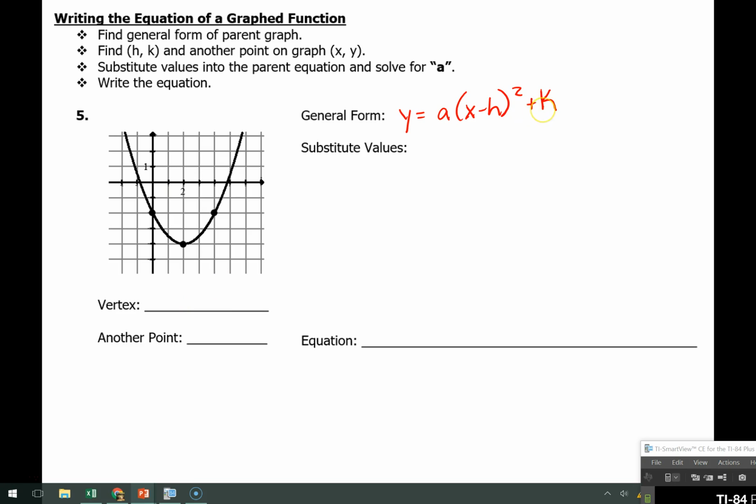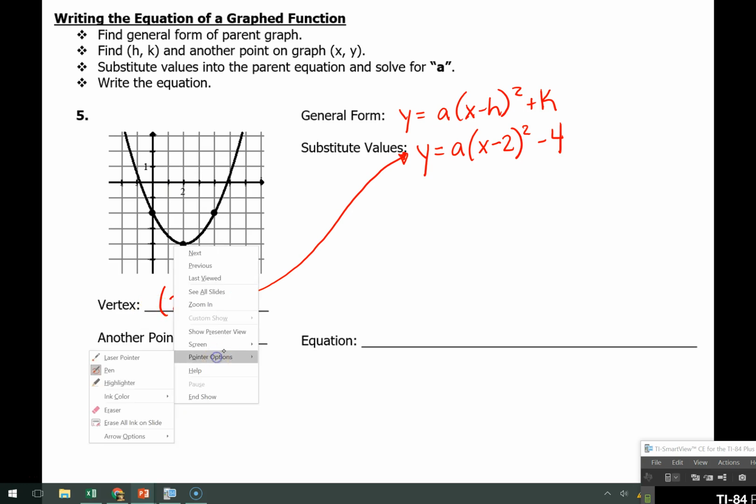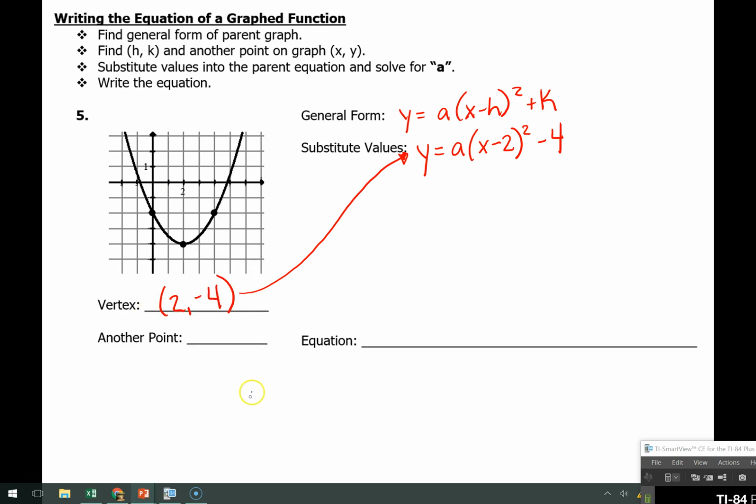The vertex, (H, K), is easy to do because we can just look at our graph. That's 2, 1, 2, 3, so (2, -4) is our vertex. Now we are going to need to pick another point because if we plug in our H and K, notice that you have an X, a Y, and also that A value that we don't know yet. And that's not enough information because we have to find A. So we're going to do that by picking another point and substituting some information in.